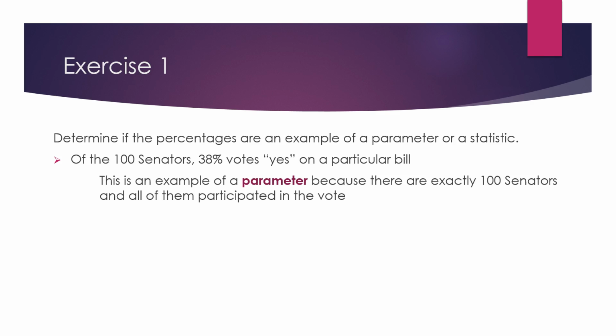This is an example of a parameter because there are 100 senators total, and all of them participated in the vote. Therefore, this vote was a census of all of the senators. So that is why it is a parameter.